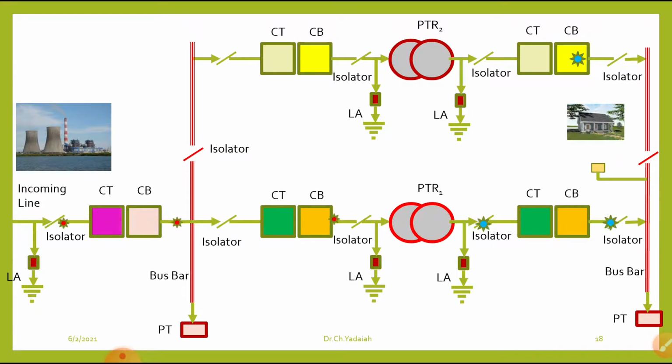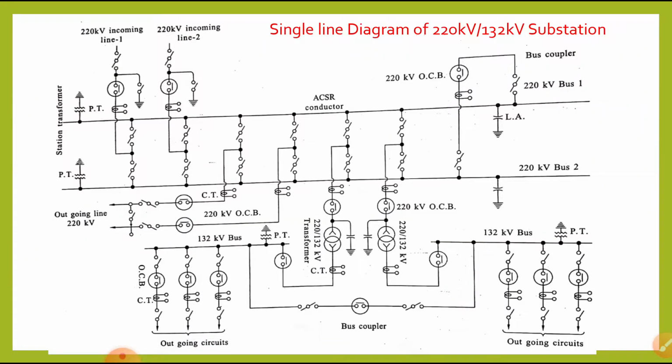Okay, then I am going to close the bus bar isolator. Then the power goes to the second PTR. Now I will close the CB, then it goes to the primary side of PTR2 and is stepped down by PTR2, and given to another circuit breaker which is connected to the bus.